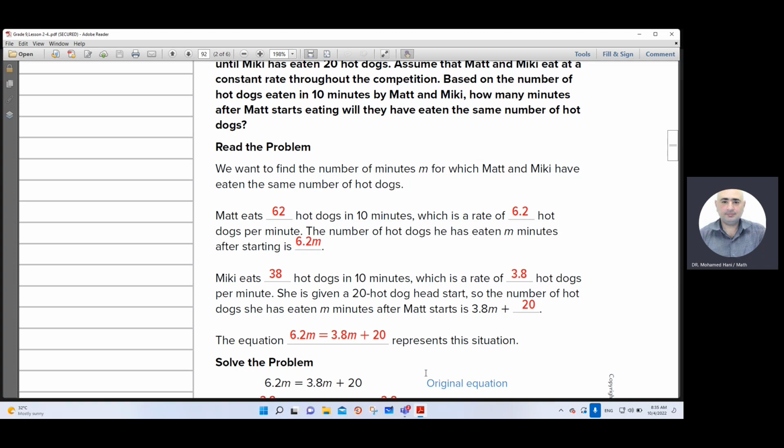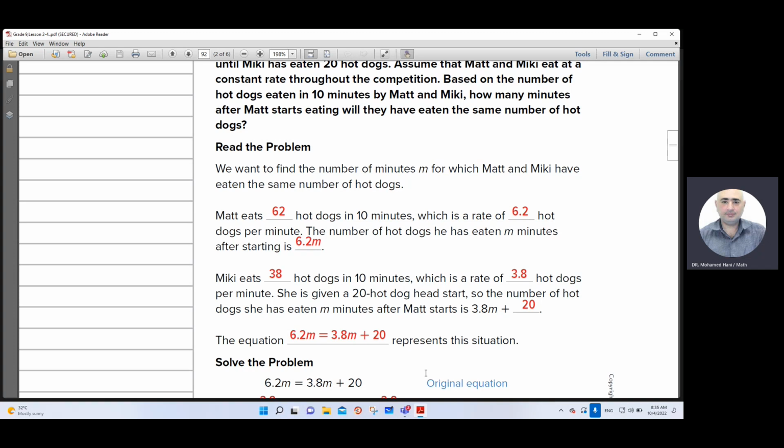How to remove this variable? The sign will be positive, so take the inverse, the opposite sign. Subtract 3.8m from this side and subtract 3.8m from this side. So 3.8m minus 3.8m will be 0. It means in this side 2 equals... Here, we want to subtract 6.2 minus 3.8.